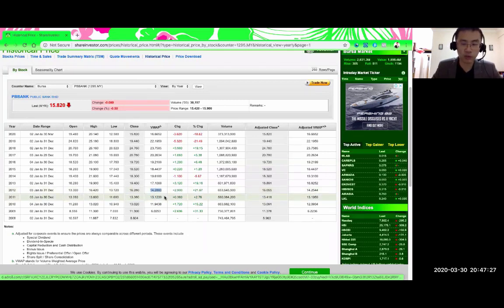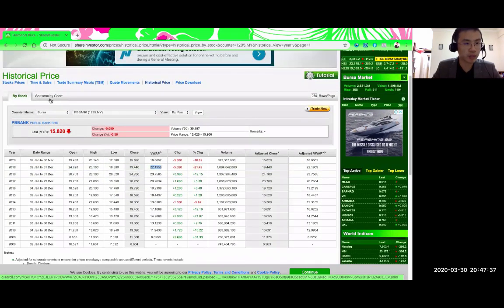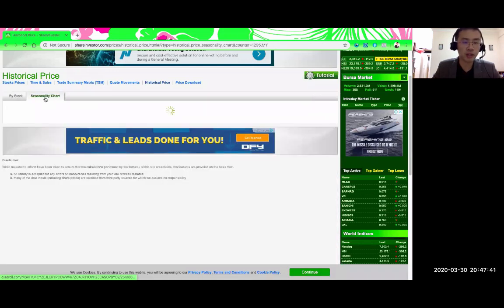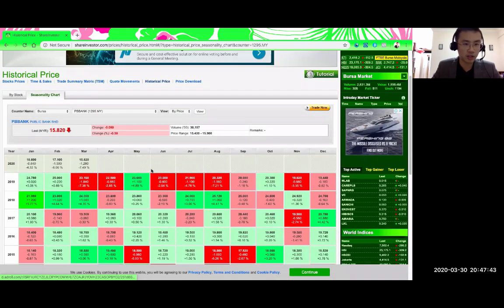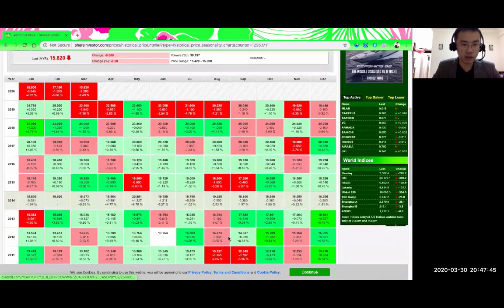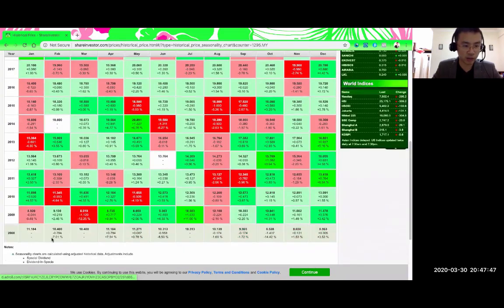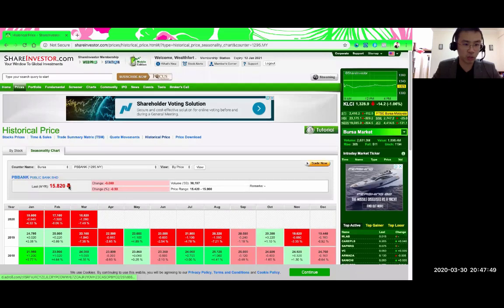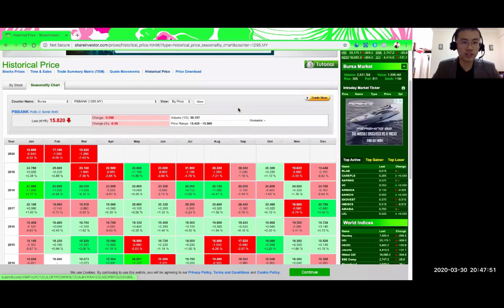2012 is 14 ringgit and 28 cents, and 2019 last year it was 22 ringgit and 19 cents. So this is what ShareInvestor Station can give you. And if you go to seasonality charts, okay, let me click here. It will tell you how the market performed, from 2008 to 2020. So this seasonality chart will tell you exactly at which month the market is down.